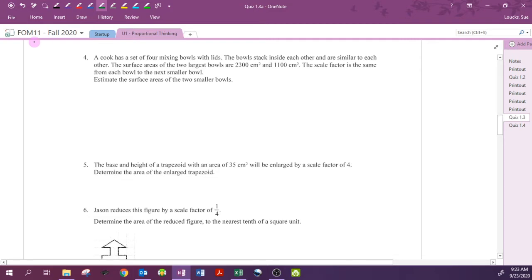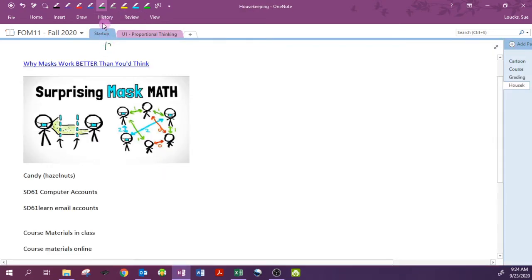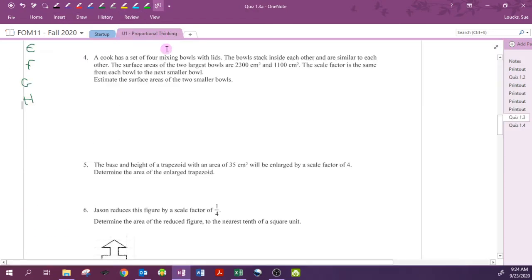Let's call them, I don't want to use A, B, C, D. Let's use E, F, G, and H. Okay, so E being the largest bowl. E being the largest. Okay, so the largest I know is 2,300. The next one down is 1,100.